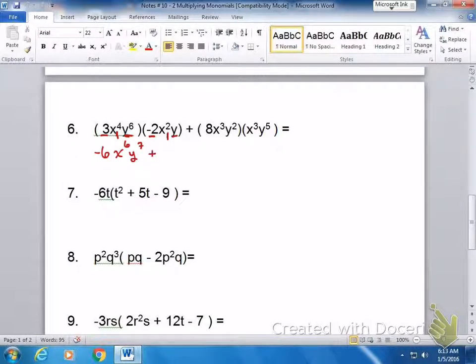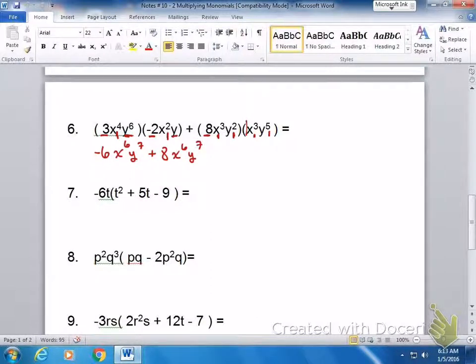Now I'm going to add, let's go to the other one. I have 8 times 1, which gives me 8. X to the 3rd times x to the 3rd gives me x to the 6th. Y squared times y to the 5th gives me y to the 7th.